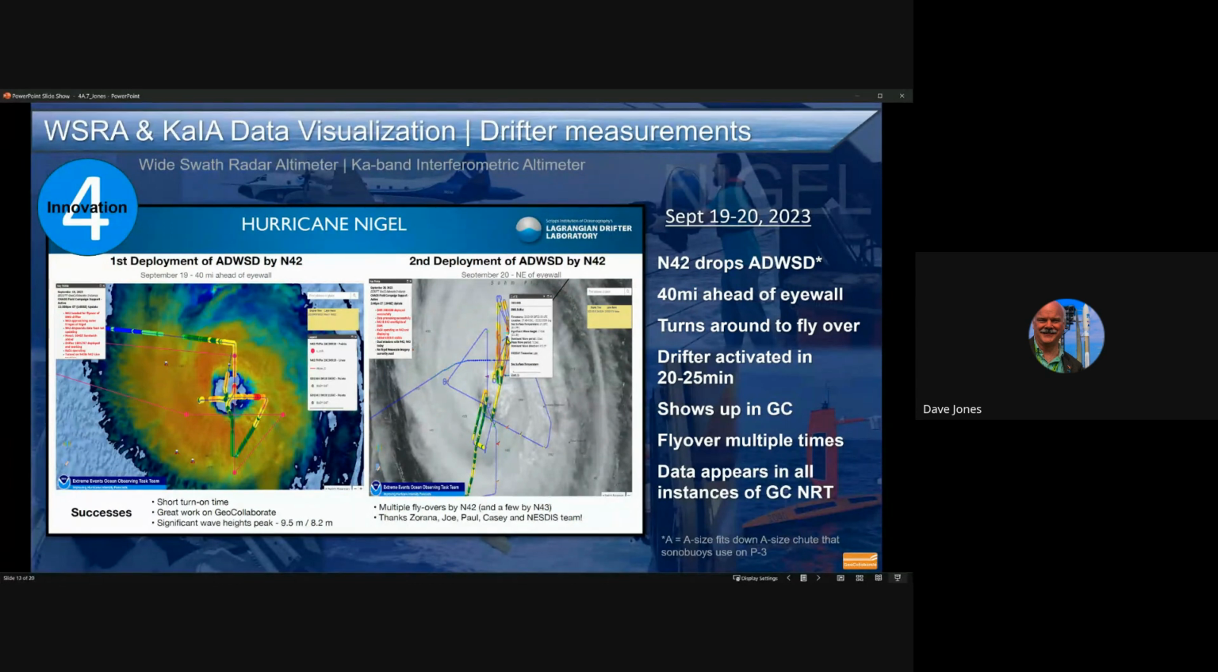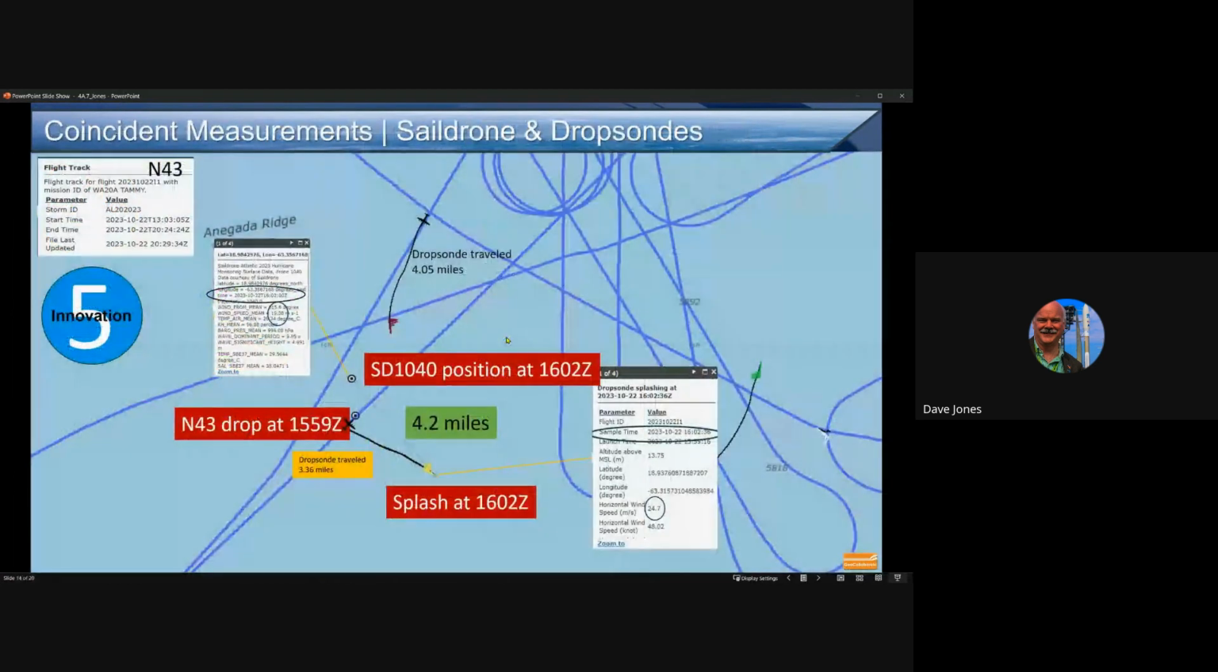And then the next day, another one was dropped to the northeast of the eye wall, this is Nigel. And you could see both aircraft were flying at the same time. This is pretty awesome. This is the WSRA, and then the Kaya sensor was grabbing significant wave height estimates, with the real-time DWSD drifter reporting back those obs too. So really terrific. I'm going to go back to innovation number 2 and add a little bit of measurement here.